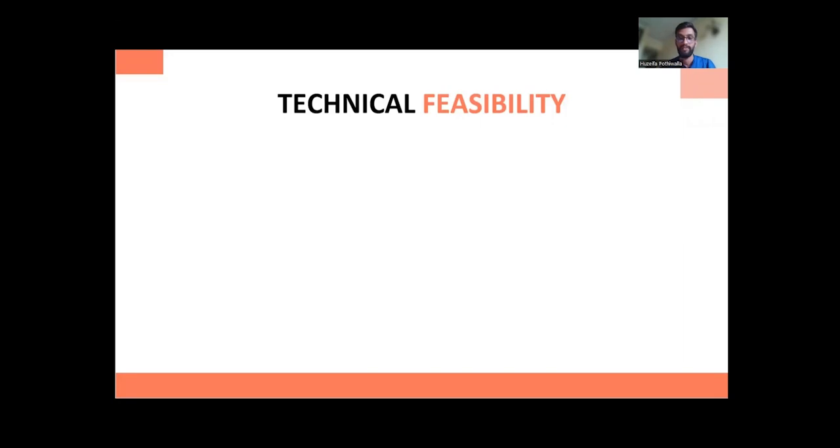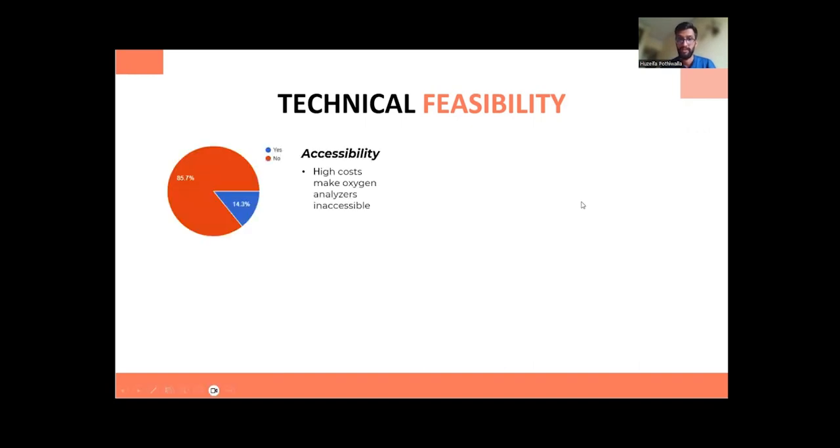To gauge the technical feasibility of our oxygen analyzer for use in low resource settings, a survey was carried out using Google Forms. And from the responses that were recorded, one of the issues that came to light was the accessibility of the oxygen analyzers. Around 86% of the respondents deemed the current analyzers to be highly inaccessible, mainly because of how costly they are.